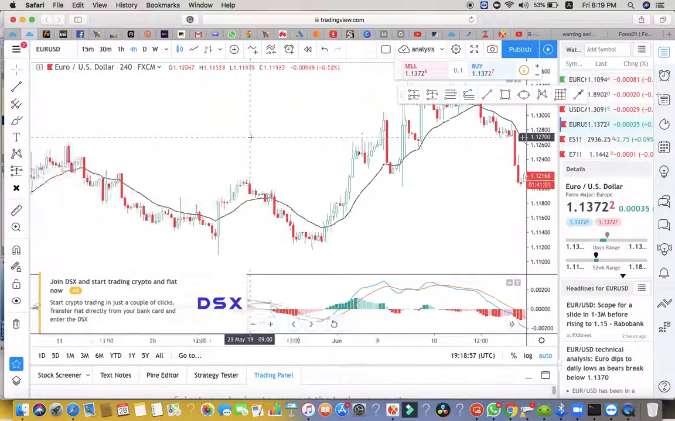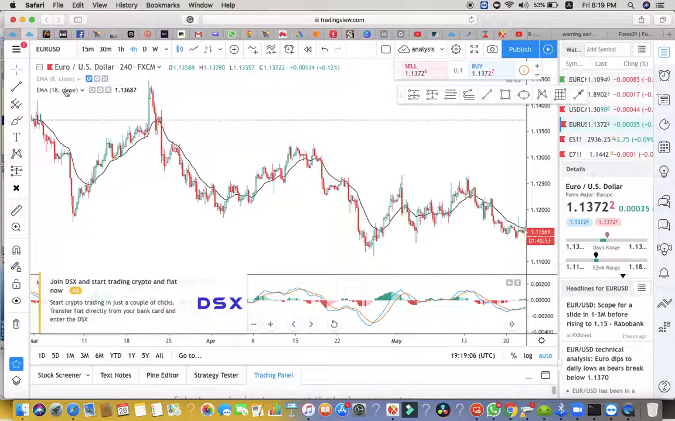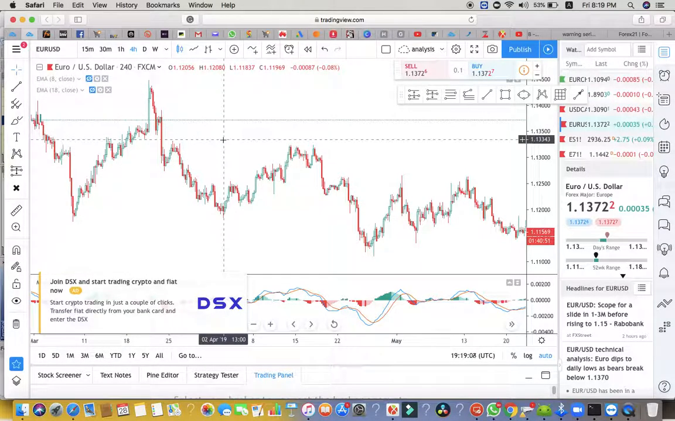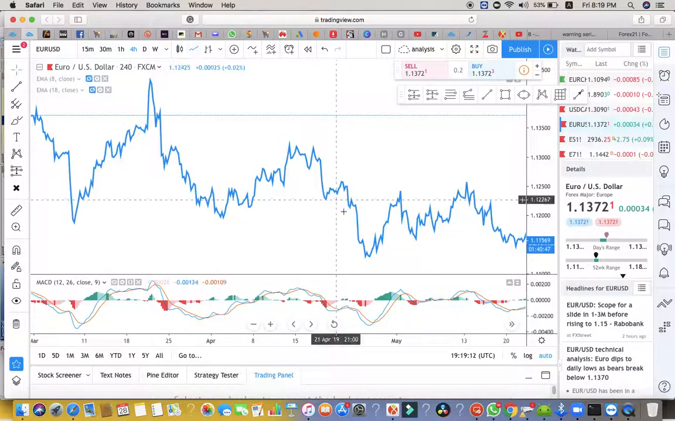Okay, so the market is made up of N bounces and V bounces. Let's take off this indicator; we don't need it at this point. So now let me prove that the market is made up of N and V bounces.